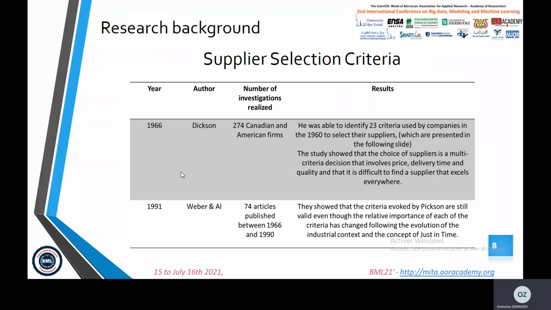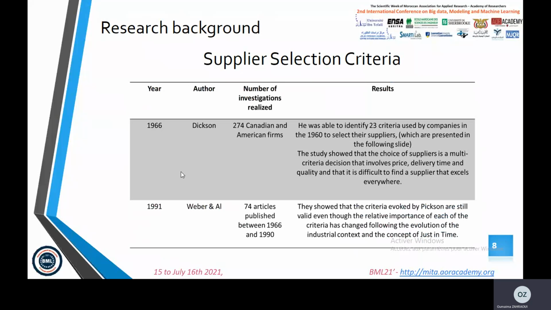Regarding the supplier selection criteria, several exploratory and empirical studies on the problem of supplier selection and evaluation have appeared in the literature to show the strategic importance of this problem. So we take just two examples from Dixon and Weber et al. The number of investigations realized by Dixon is 274 Canadian and American firms. He was able to identify 23 criteria used by companies to select their suppliers, which are presented in the following slide.